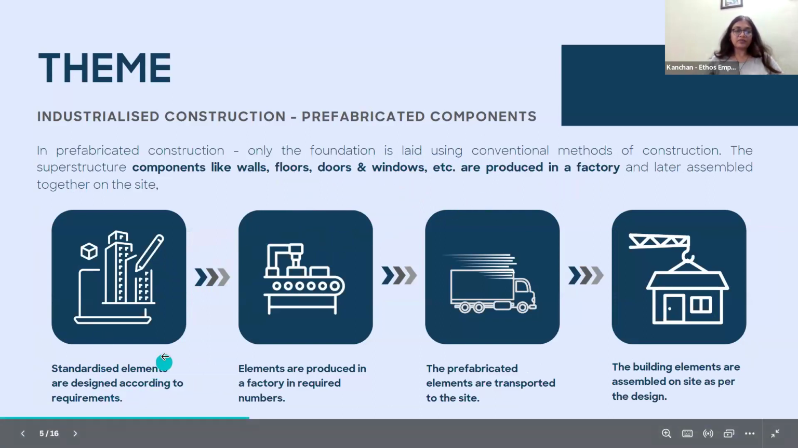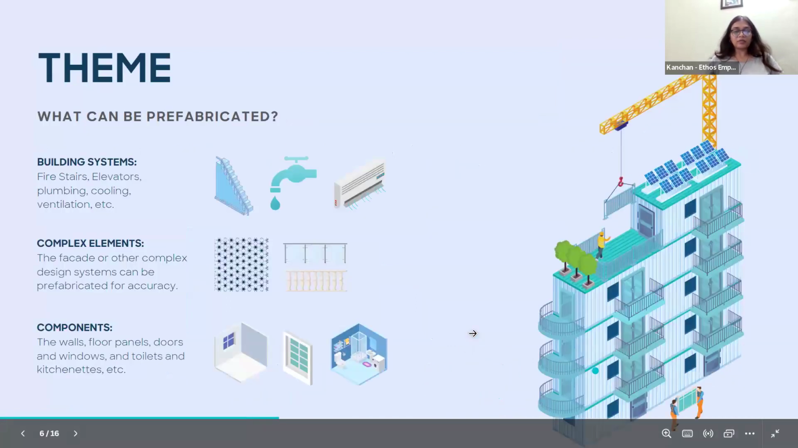So what happens is you'll first design the standardized elements according to your requirements. Then the elements will be produced by a factory. Prefabricated elements will be transported to the site, and the building elements will be assembled on site as per the design.